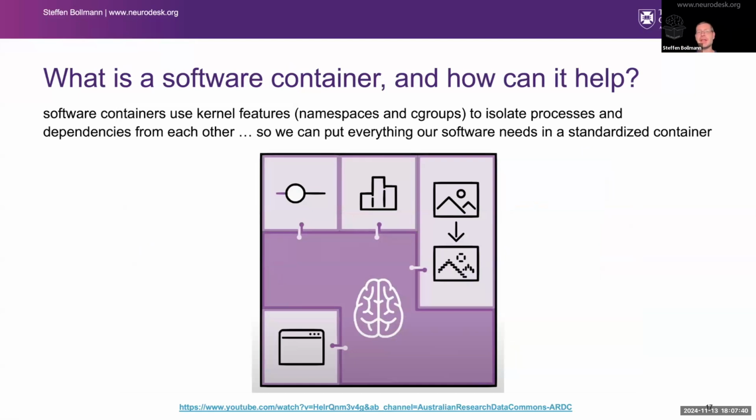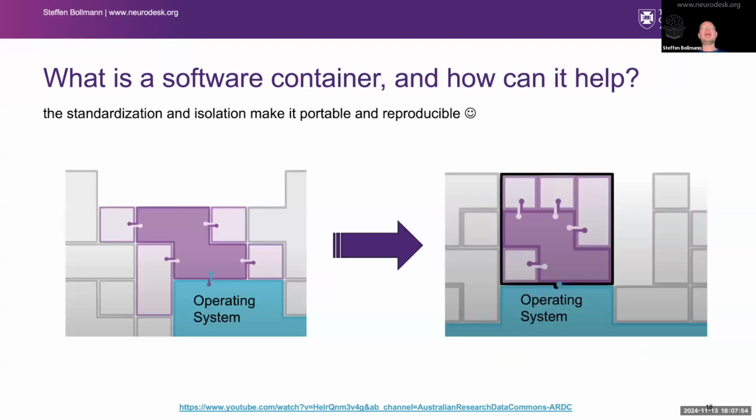They use specific Linux kernel features called namespaces and C groups. They isolate processes and dependencies from each other. So this means we can put everything our software needs into a standardized box, and we can move that across operating systems. And what it basically changes from our mental model, when I said earlier we have this Lego piece where this piece depends tightly on the other things in the system, this now changes to where we take these dependencies, we put them into the same box. So now we actually don't have a dependency on the system anymore.